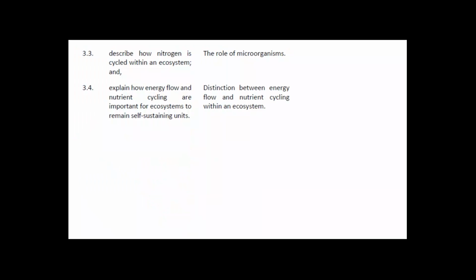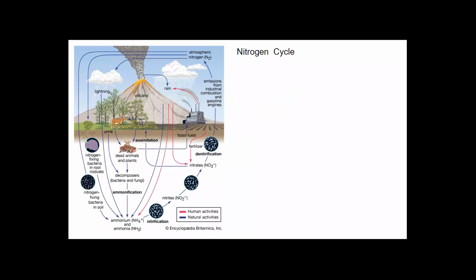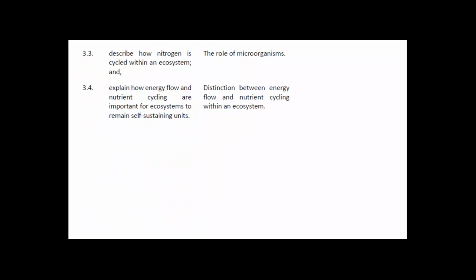So what we're going to do is describe the nitrogen cycle within an ecosystem and the role of microorganisms. The role of the microorganisms is as decomposers and in nitrification. All of these processes are important. And then explain how energy flow and nutrient cycling are important for ecosystems to remain self-sustaining units, and the distinction between energy flow and nutrient recycling of an ecosystem.